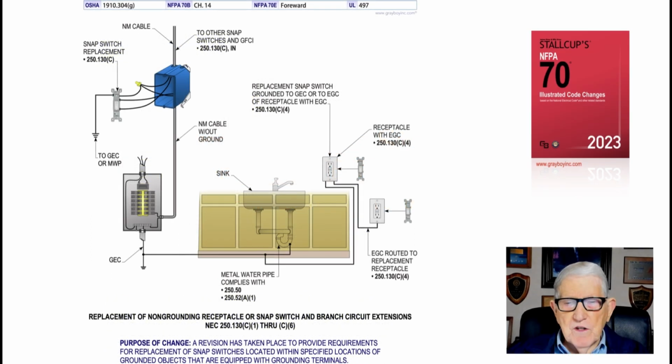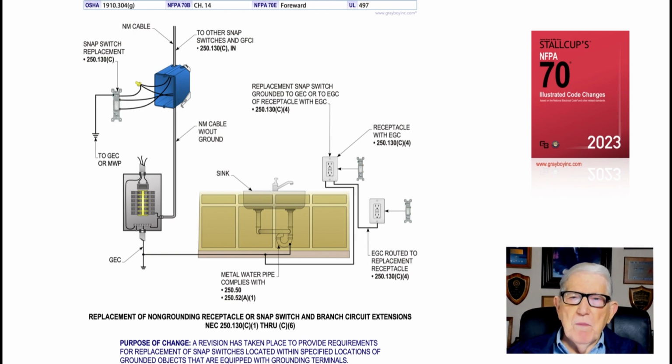Now, this illustration deals with the replacement of non-grounding type receptacles and snap switches when you have a branch circuit extension in accordance with NEC 250.130(C)(1) through (C)(6). And the purpose of the change, as far as I could tell, is just including these switches along with receptacles that have been allowed in previous editions of the code.